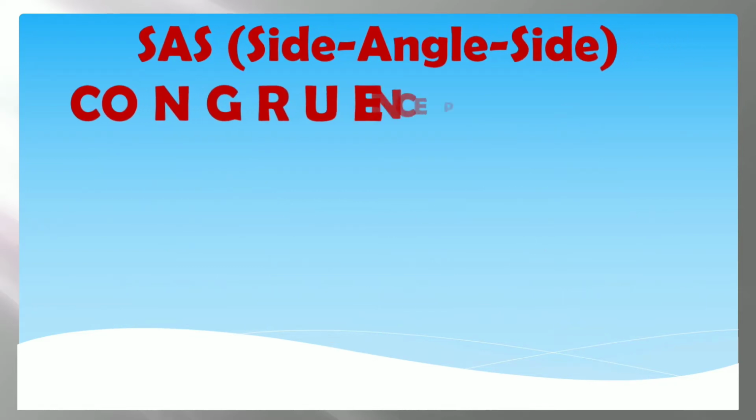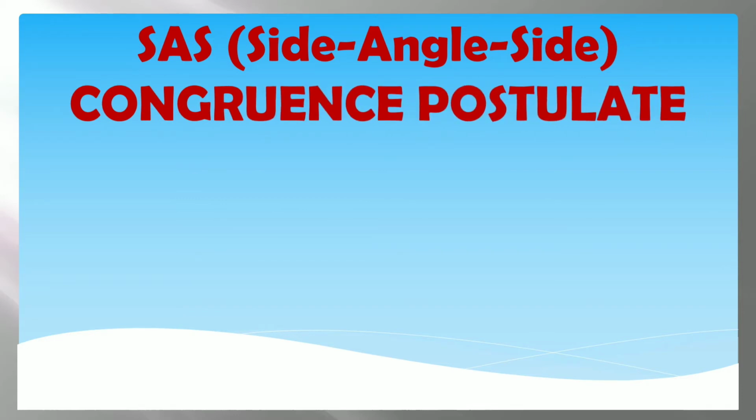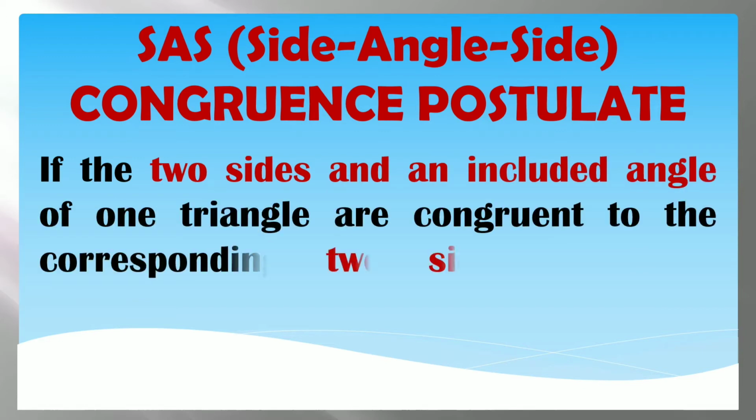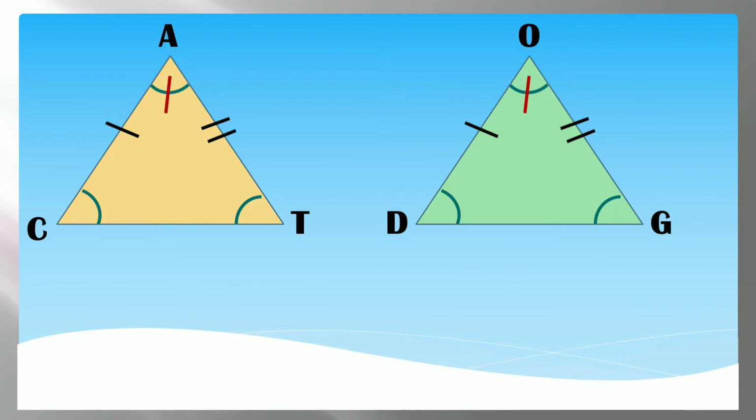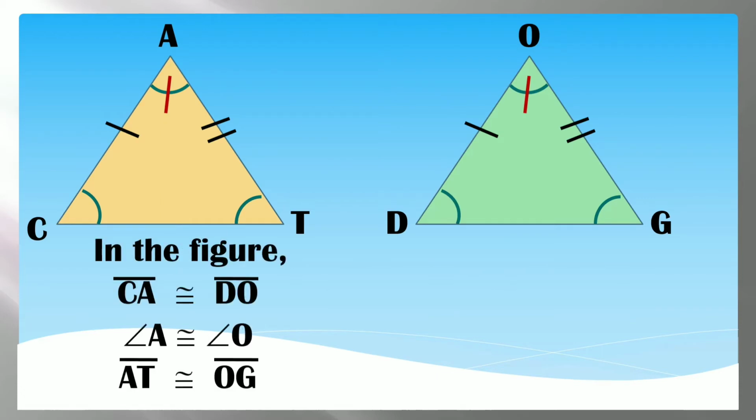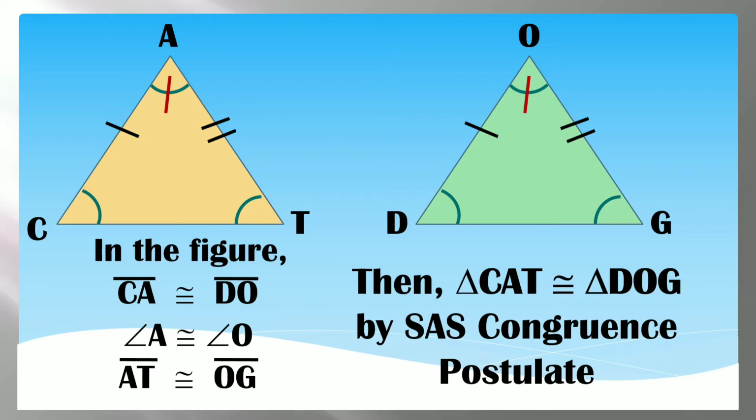So, let's start with the SAS, side angle side congruence postulate. If the two sides and an included angle of one triangle are congruent to the corresponding two sides and the included angle of another triangle, then the triangles are congruent. So let's have triangle CAT and triangle DOG. So in the figure, segment CA is congruent to segment DO. Angle A is congruent to angle O. Segment AT is congruent to segment OG. So then, triangle CAT is congruent to triangle DOG by SAS congruence postulate.